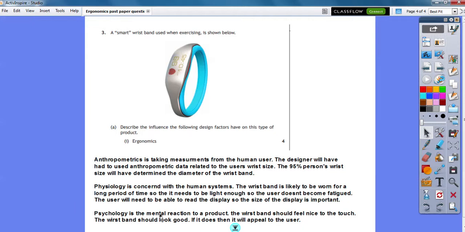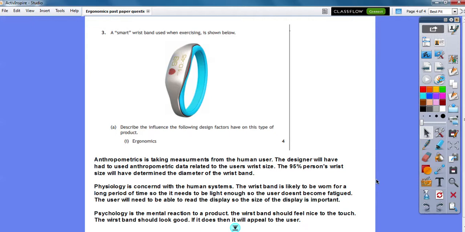Psychology is the mental reaction to a product. The wristband should feel nice to the touch. So in terms of texture, it should feel nice. The wristband should look good. So if these things are in place, then that will ensure that the wristband appeals to the human user in terms of ergonomics.